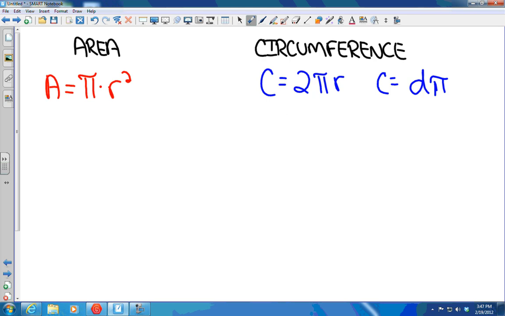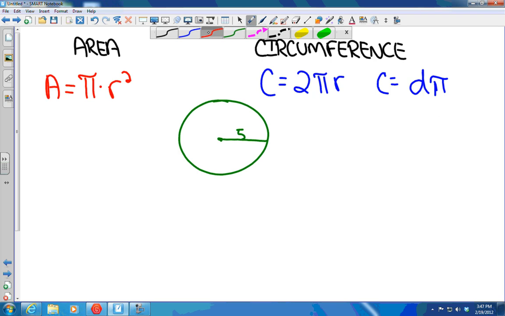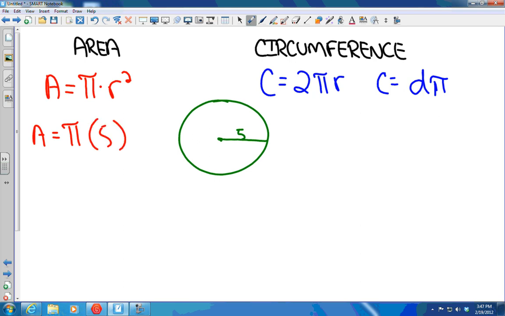Let's do an example here. Let's find the circumference and area of a circle. Let's say I have this circle here, and it has a radius of 5. All right, let's first do our area. Area equals pi times the radius squared. The radius is 5, so I'll put a 5 in there, and 5 squared is 25.